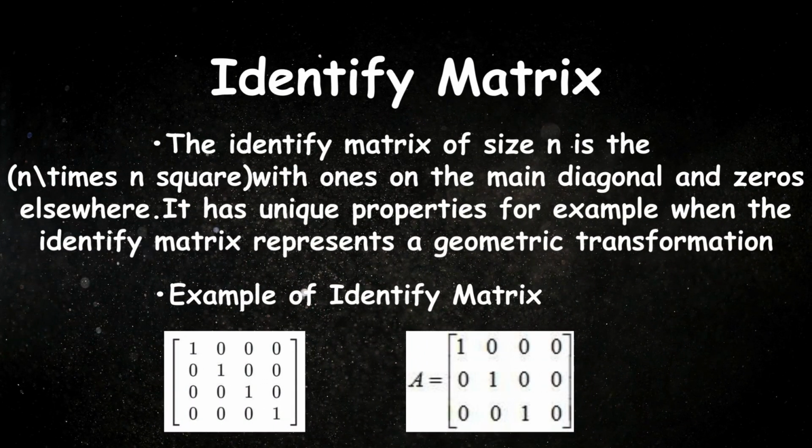Next, we are going to talk about identity matrix. The identity matrix of size n is the n times n square matrix with ones on the main diagonal and zeros elsewhere. It has unique properties. For example, the identity matrix can represent a geometric transformation. As you can all see, for the example of identity matrix, there are 2 numbers only. They only have number 1 and 0.